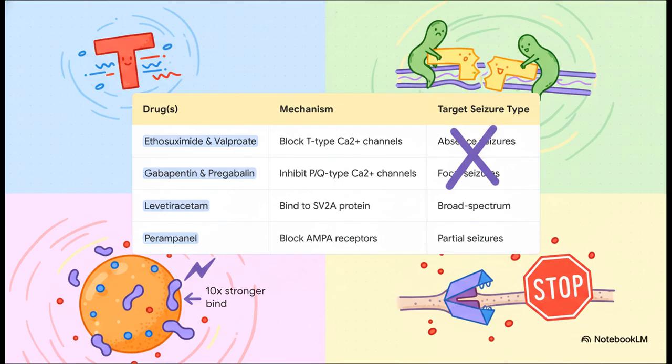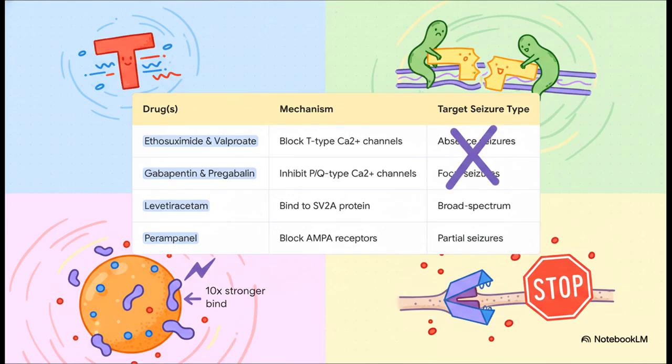This table really pulls together these different strategies. You've got ethosuximide, which is the go-to drug for absence seizures because it specifically targets those T-type calcium channels in the thalamus we just talked about. Then, for focal seizures, you have drugs like gabapentin and pregabalin. They work in a clever way. They bind to a part of the P/Q-type channel, which messes with its ability to get to the cell surface in the first place.